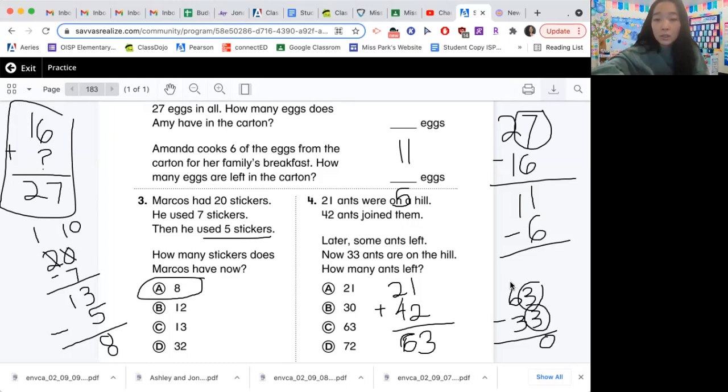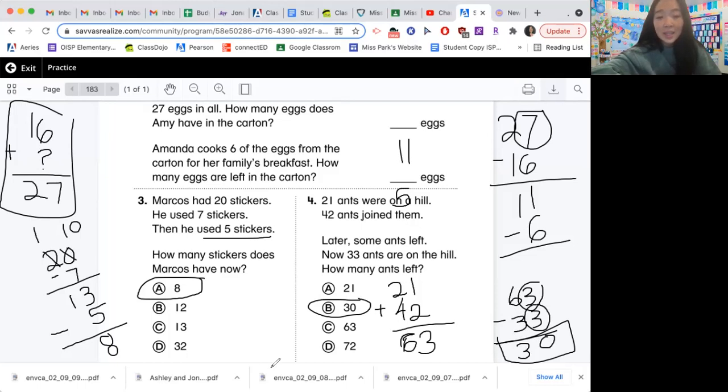So 3 minus 3 equals 0. And then more on top, no need to stop. 6 minus 3 equals 3. So your answer is 30 ants left. All right, guys.